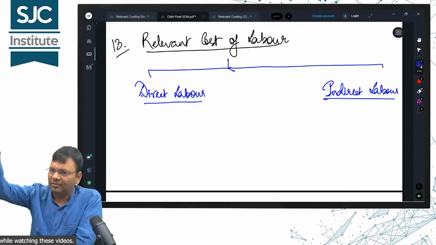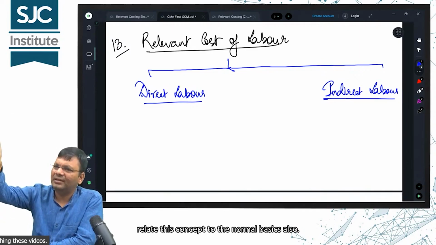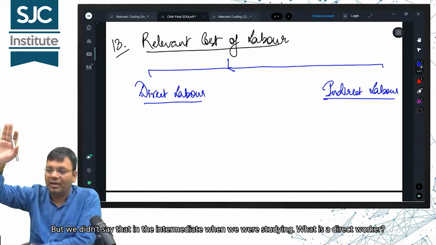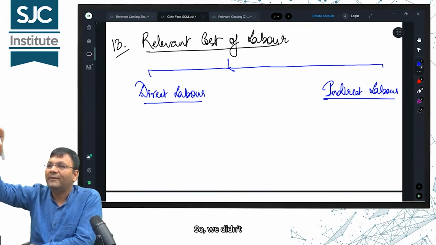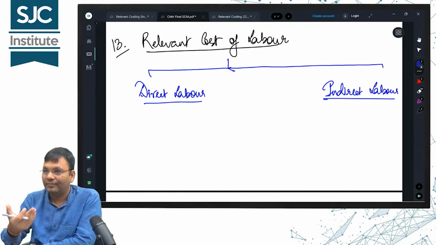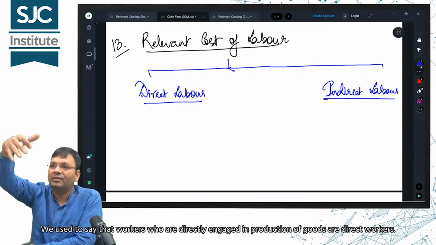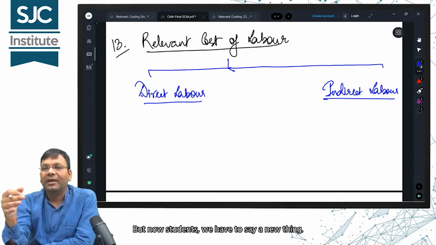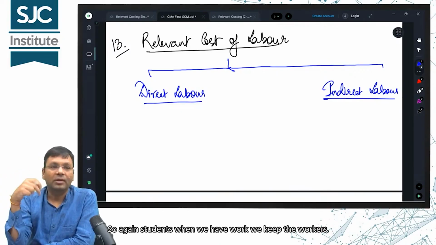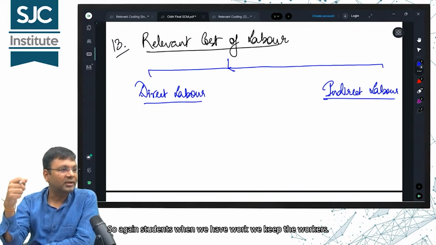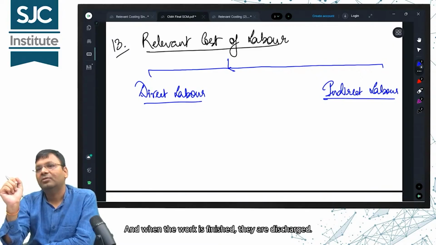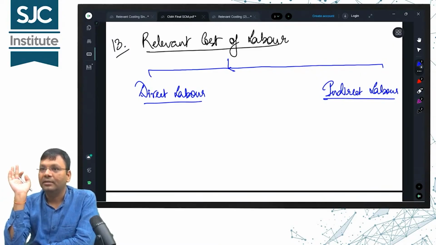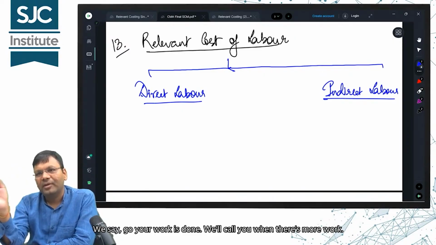You can relate this concept to the normal basics also. But we didn't say that in the intermediate when we were studying what a direct worker is. We didn't used to say what I'm saying now. We used to say that workers who are directly engaged in production of goods are direct workers. But now students, we have to say a new thing. So again, when we have work, we keep the workers. And when the work is finished, they are discharged. Discharged meaning that they are not fired. We say, go, your work is done, we'll call you when there's more work.